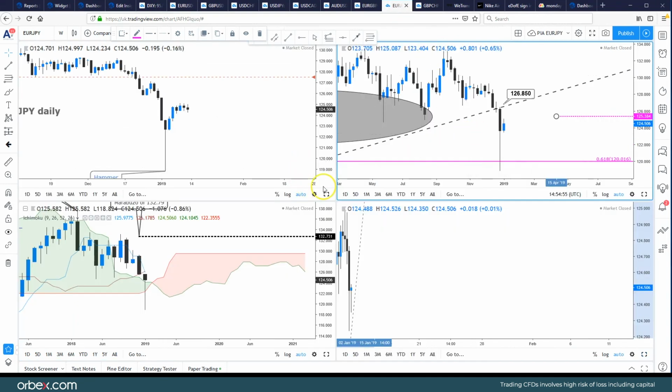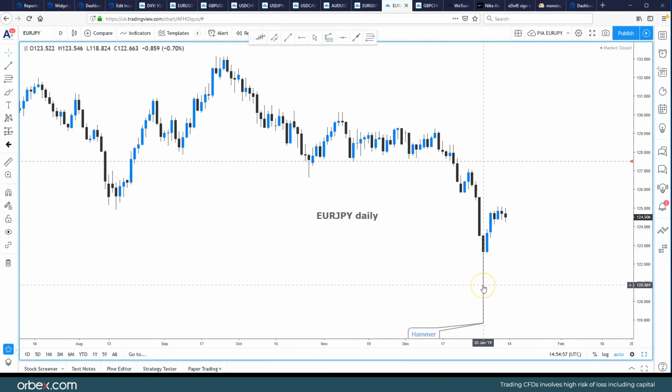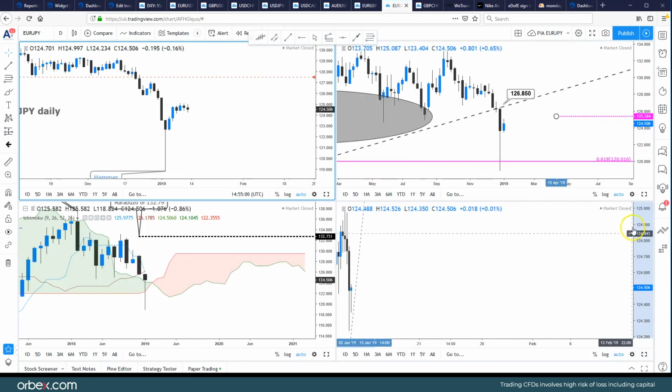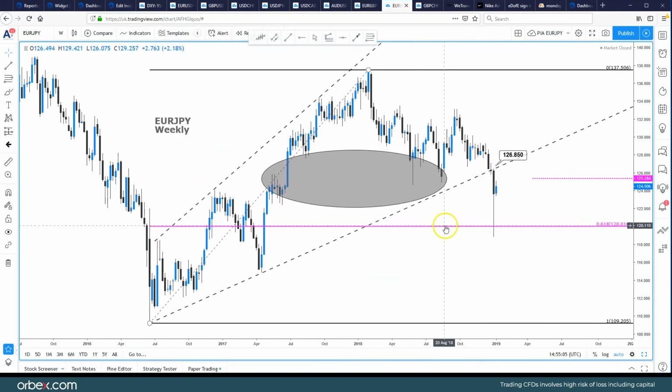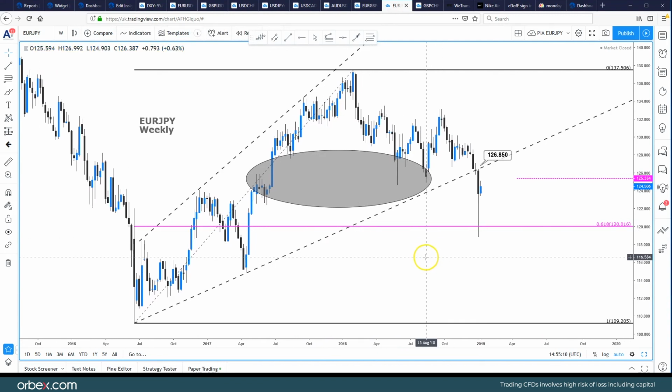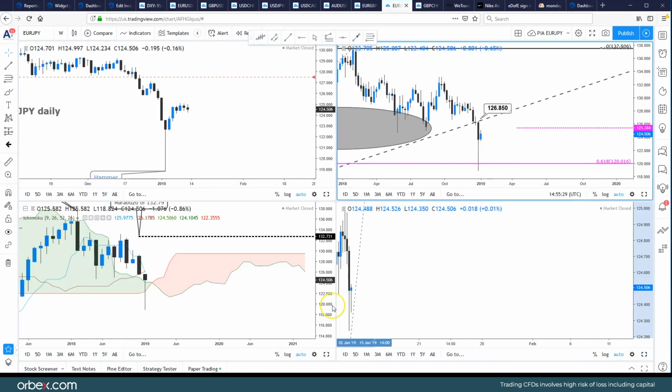Euro yen, a few things here. We had a hammer bottom on the daily chart. If we go to the weekly chart, the 61.8% pullback level at 120.01 held very well. To the upside, we've got some resistance at 125.25, which is again not too much higher than last week's high.